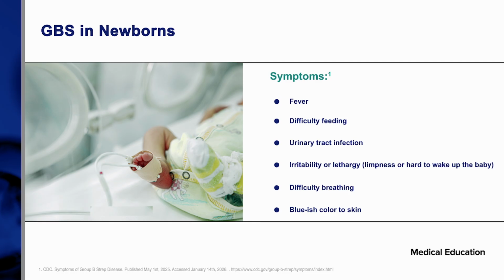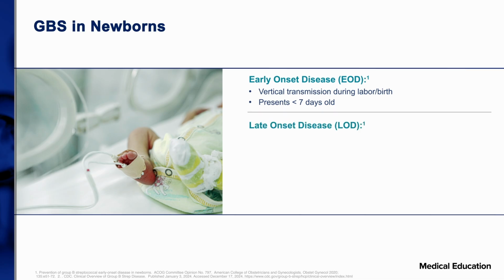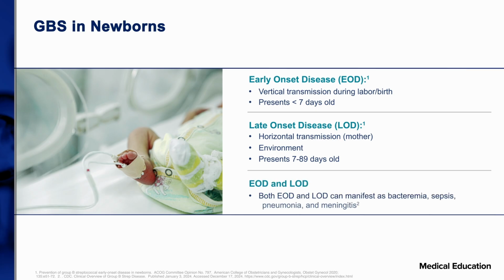When we think about early onset disease, this is vertical transmission during labor or birth, and it presents in babies that are less than 7 days old. And then there's late onset disease, which is horizontal transmission from the mother or the environment, and that presents from day 7 to 89 days old. So this is basically 3 months out. Both early and late onset disease can manifest as bacteremia, sepsis, pneumonia, and meningitis.